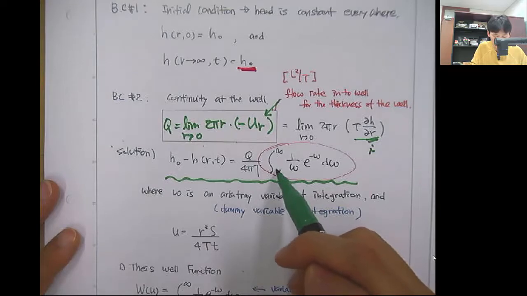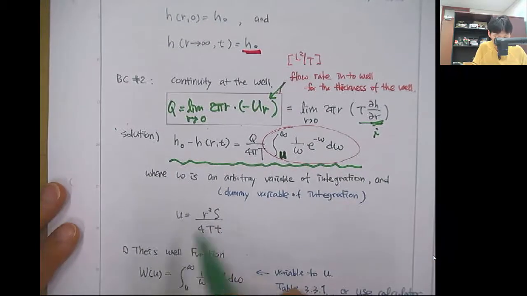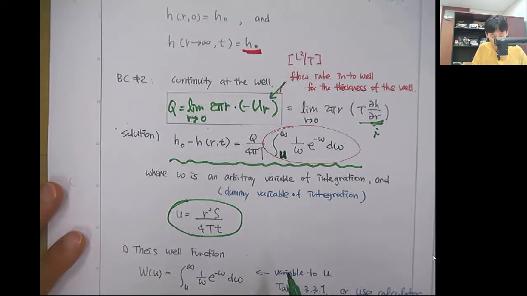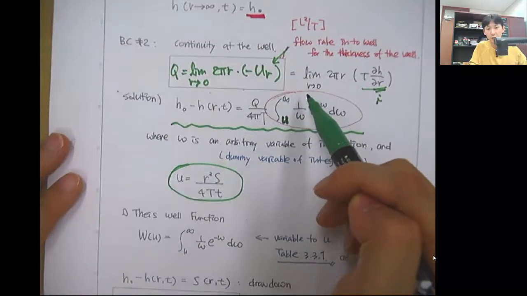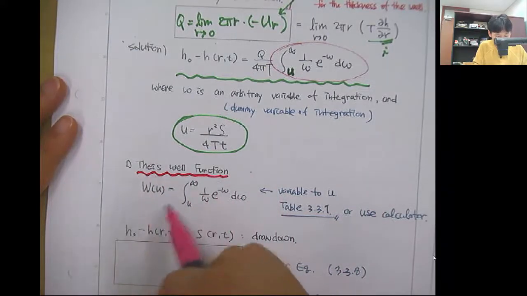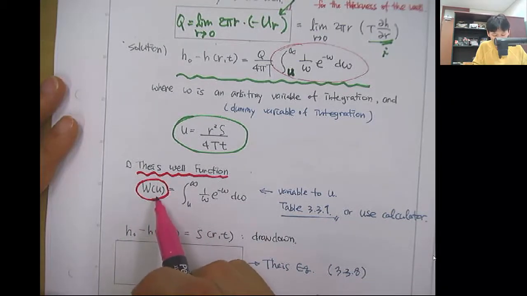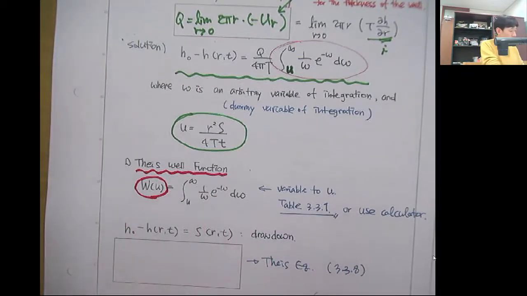So it's an arbitrary variable of integration. And so you have a U as a parameter in this integration. So this integration is a function of U. And here the U is defined by this equation, R squared times S over 4 times T times small t, which is time. And this integration part is called the well function, and this well function can be symbolized with capital W, which is a function of U, and you can solve this function using a calculator, or in the handout.